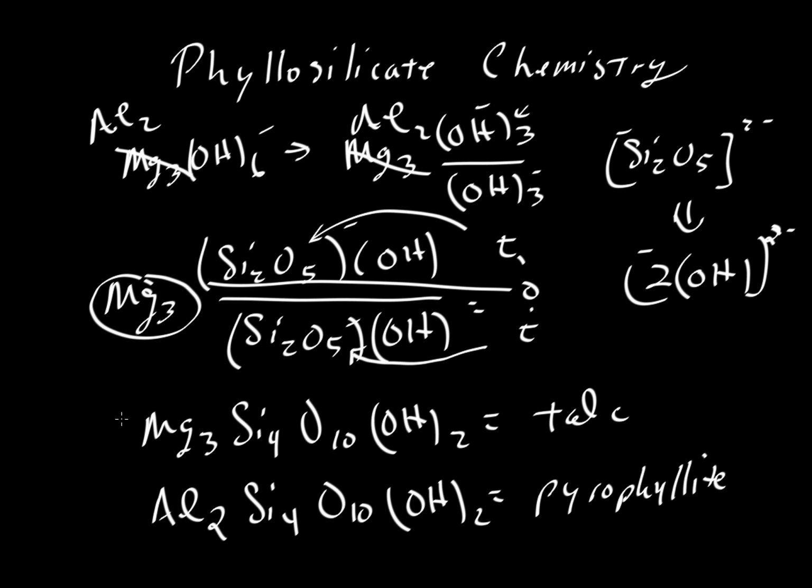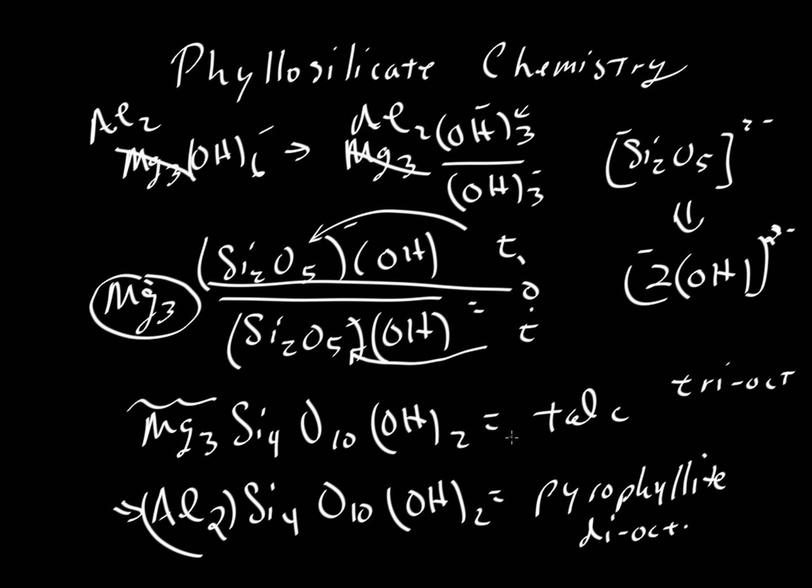Now, we do have a classification scheme for these. Since all 3 of the octahedral sites that are available here are occupied, we call this a trioctahedral mica. And then this fellow over here has only 2 of the octahedral sites filled, and so it is a dioctahedral phyllosilicate.